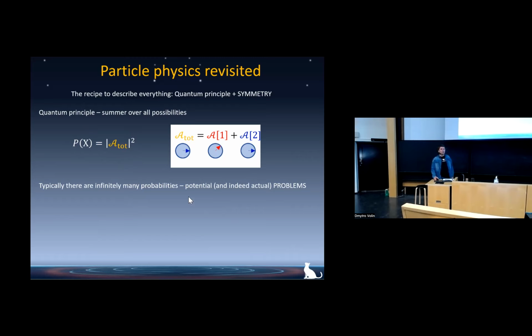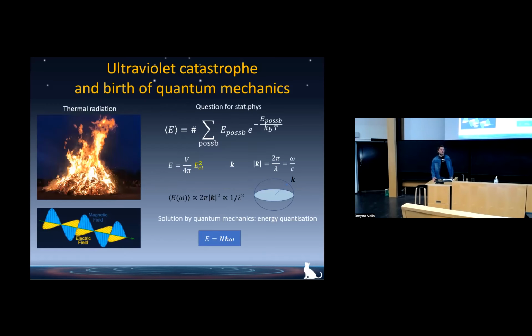But of course, the number of possibilities to sum over is huge, like infinity. Usually there are infinitely many ways to do something. And when you have infinities, you of course have problems. There are many paradoxes related to infinities, and these paradoxes are very real in the quantum world. In fact, the very first infinity problem was overcome the moment quantum mechanics was born.